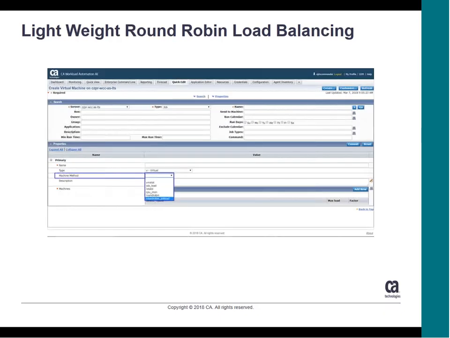So this is the snapshot of how it looks from the UI. You can see, as part of the virtual machine creation, there is a new drop-down added, and it supports all the existing machine methods that are available today, plus the round-robin and round-robin job load.